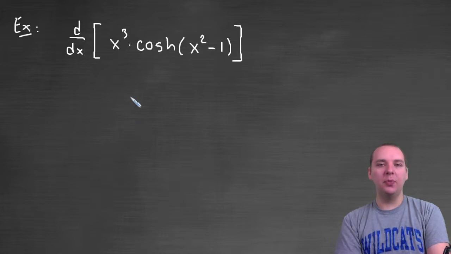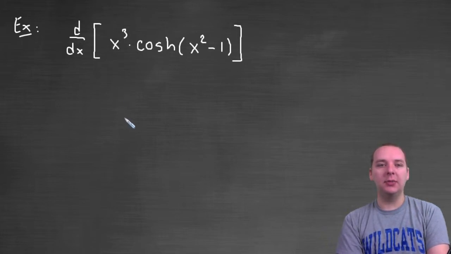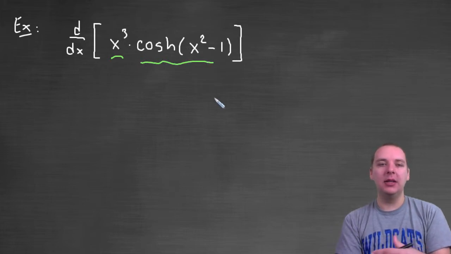In this example, we're being asked to differentiate x cubed times hyperbolic cosine of x squared minus 1. Now, when we're thinking about what derivative rules will be applicable here, there's a couple of things that catch my eye. First of all, the biggest thing I notice is the product. So there's something times something. That hints to me that this will probably be the product rule.